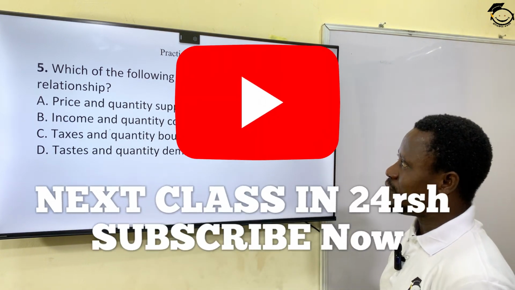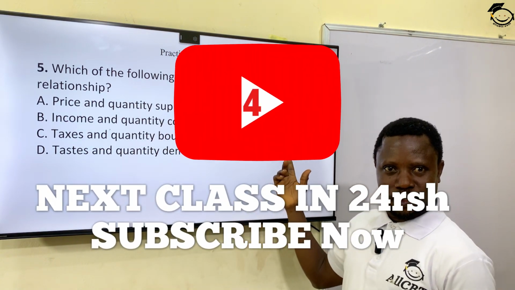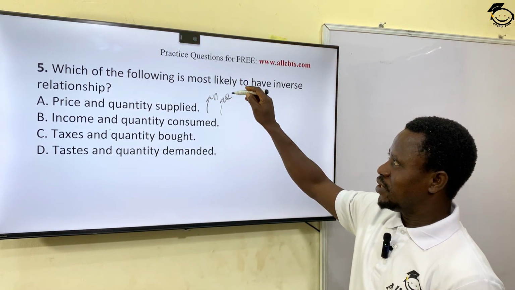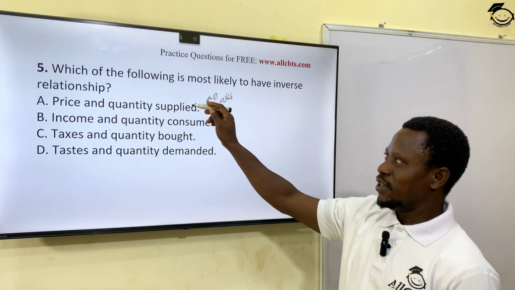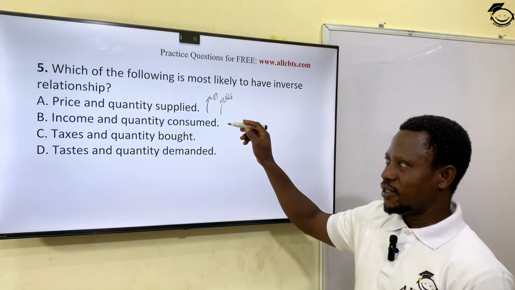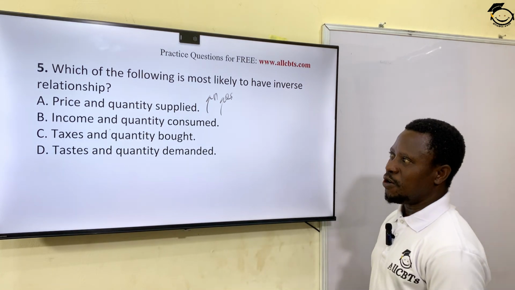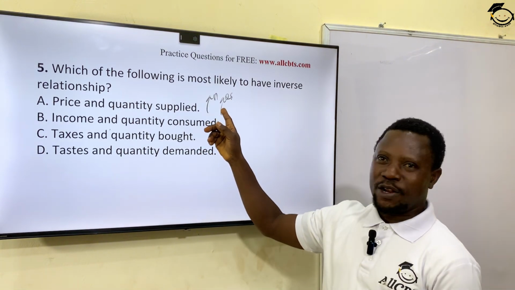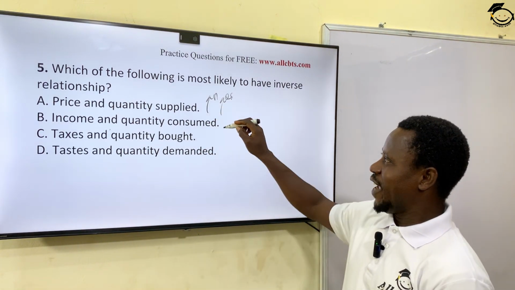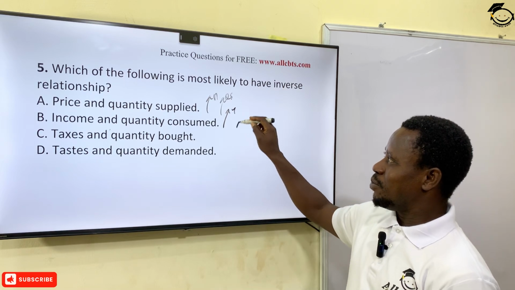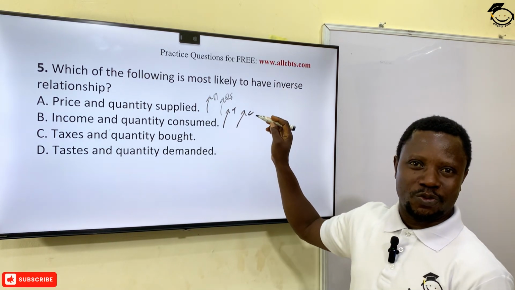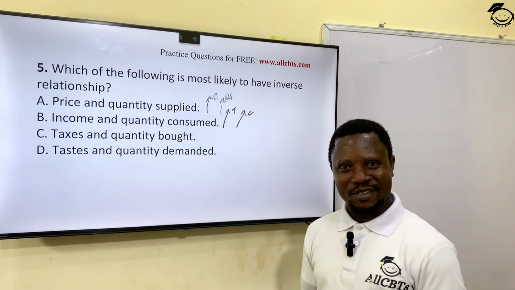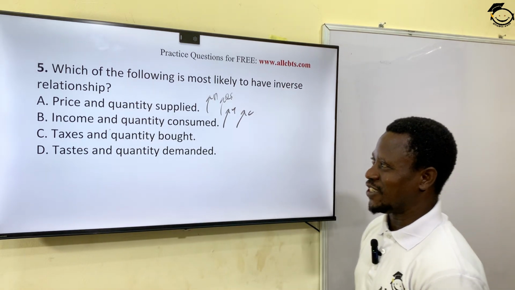Let's see. Price and quantity supplied. I just showed you from the law of supply: the higher the price, the greater the quantity supplied, and vice versa. So this is not inverse. This is direct, so A could not be correct. Income and quantity consumed also goes along this way. How? The more income you earn, the more you are likely going to consume, demand. Are you with me? So it's also direct. More money, more expenses, more spending. Direct, not inverse.